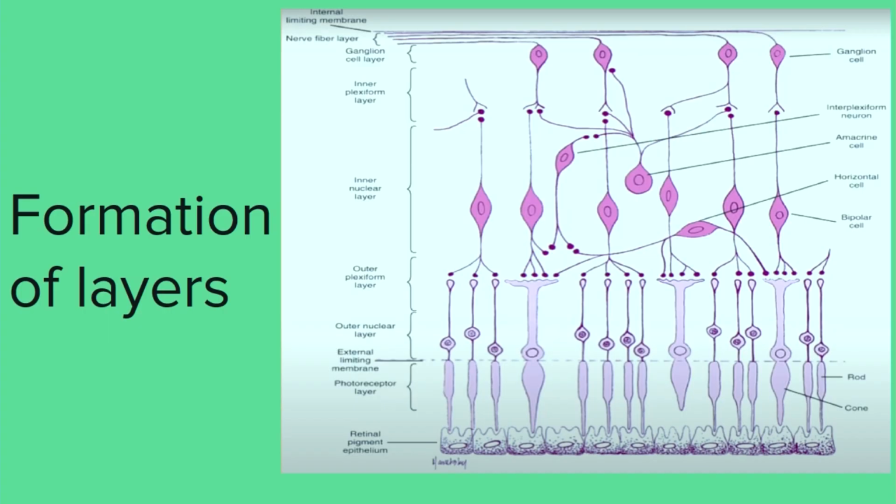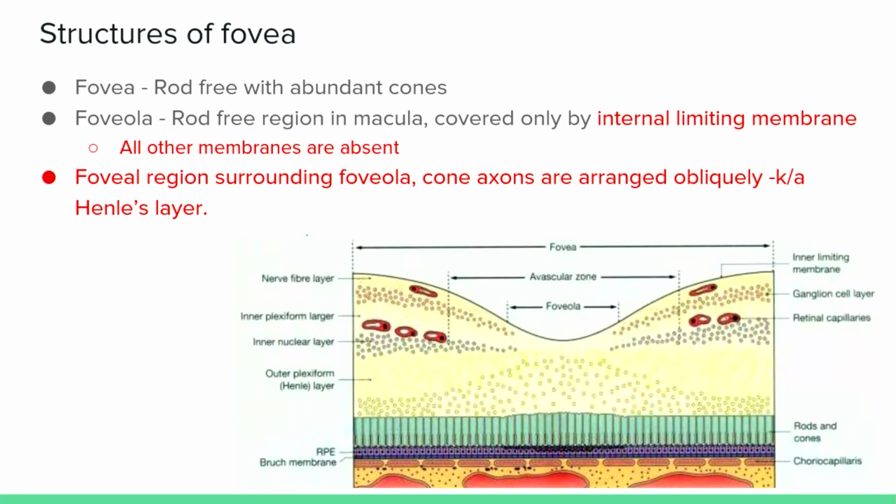Then the outer plexiform layer formed by the synapse between the photoreceptors and the bipolar cells. And then the inner nuclear layer containing the nuclei of horizontal cells, amacrine cells and bipolar cells. Then the inner plexiform layer formed by the synapse of bipolar cells and ganglion cells, and then the ganglion cell layer, nerve fiber layer, and internal limiting membrane.